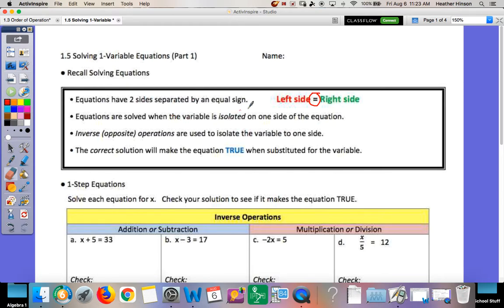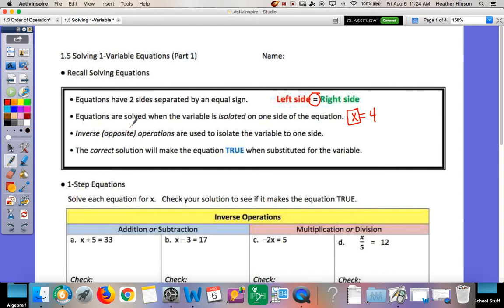They're solved when the variable is isolated on one side. So it'll be like x equals 4. 2x equals 4 is not solved because you still have a 2 here. Even negative x equals 4 is not solved because you still have a negative. X has to be completely by itself. Make that bigger.